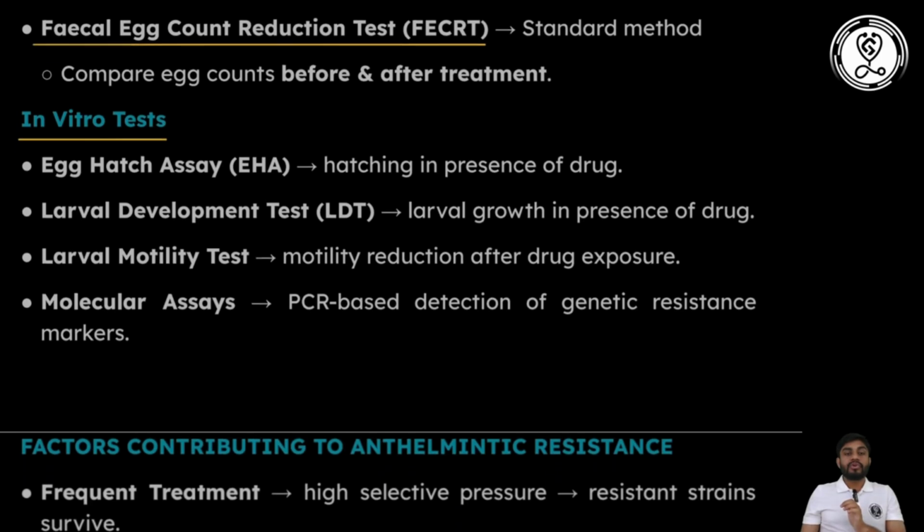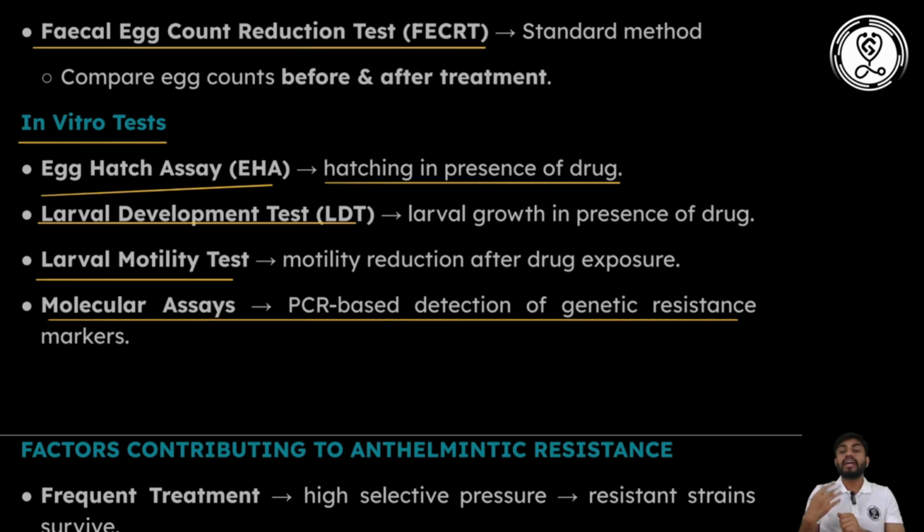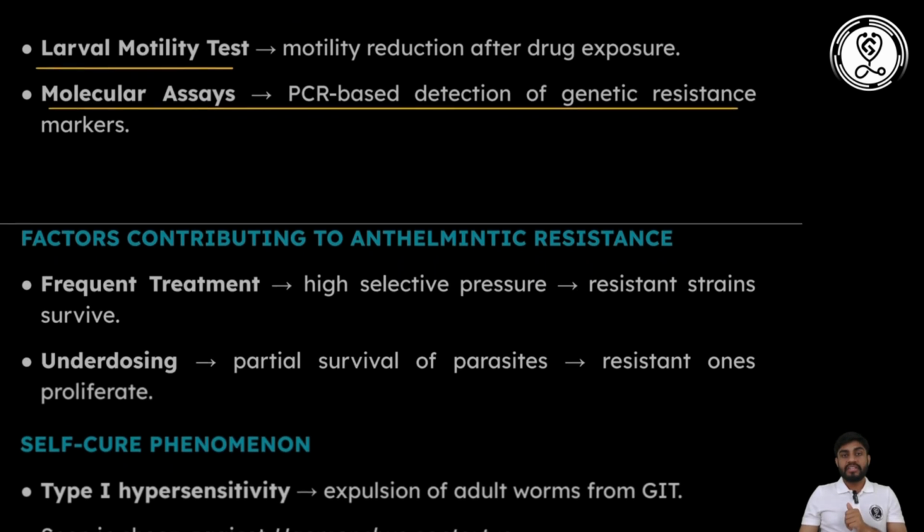Then come in vitro tests like the egg hatch assay, which means you can analyze the hatching of eggs in the presence of the drug. Suppose in the presence of the drug the eggs are still hatching, it means the drug is not working well. Same with the larval development test. Suppose in the presence of the drug the larva died, it means the drug is working very well and the larva didn't develop any resistance. But if it is growing in the presence of the drug, then your drug is useless. Then the larval motility test, where we can check the motility of the larva, or otherwise we can use other tests like molecular assay techniques like PCR or ELISA. So these are different ways to measure anthelmintic resistance.